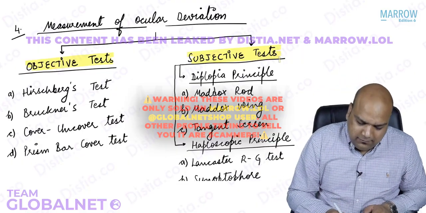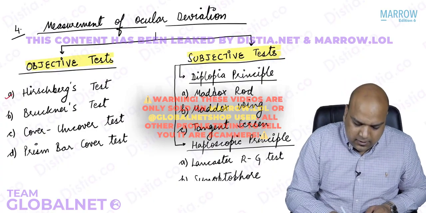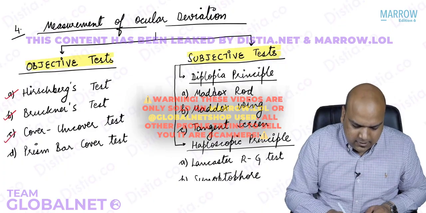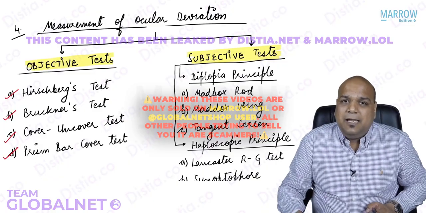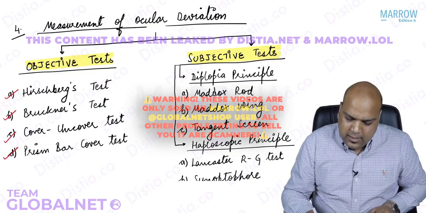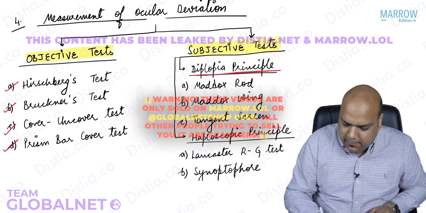Now, objective tests, there are 4 important tests that we will discuss in detail. Number 1, Hirschberg test. Number 2, Bruckner's test. Number 3, cover uncover. And number 4, prism bar cover. A very important battery of tests in our examination of squint. Subjective tests can be based on 2 principles as listed on your screen. The diplopia principle.